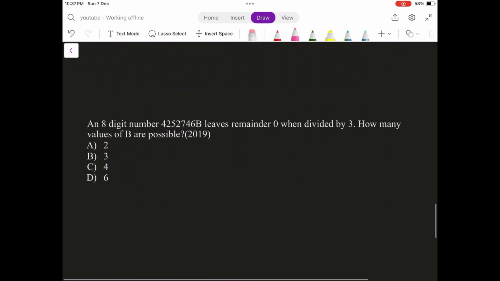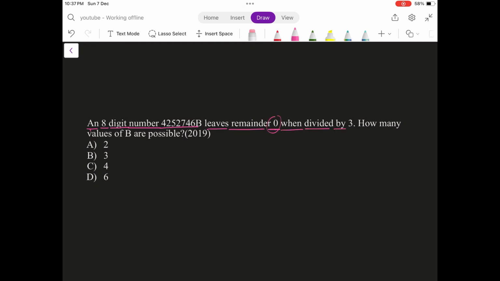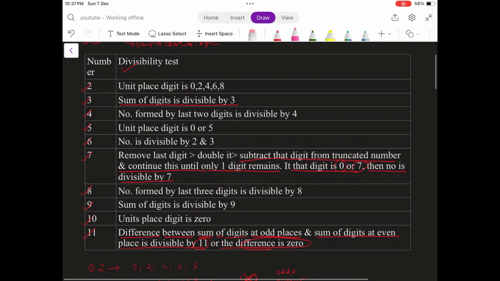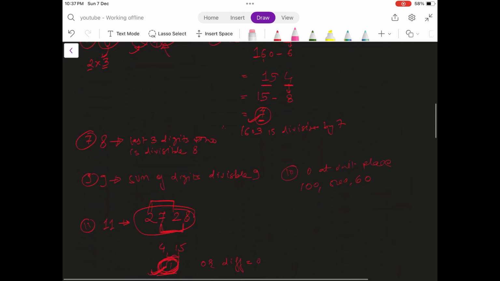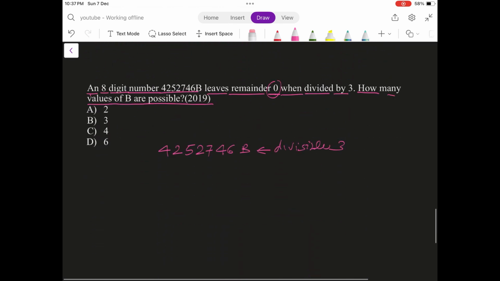Now the question is, an 8-digit number 4252746b leaves remainder 0, मतलब it is divisible by 3, right? When divided by 3, how many values of b are possible? तो उन्होंने कहा एक 8-digit number है 4252746b and this number gives remainder 0, मतलब it is divisible by 3. अब हमने देखा है कि divisibility of 3 क्या है कि sum of digits is divisible by 3. So let's check the sum of digits in this number. तो ये नंबर है, let's do the sum of its digits.